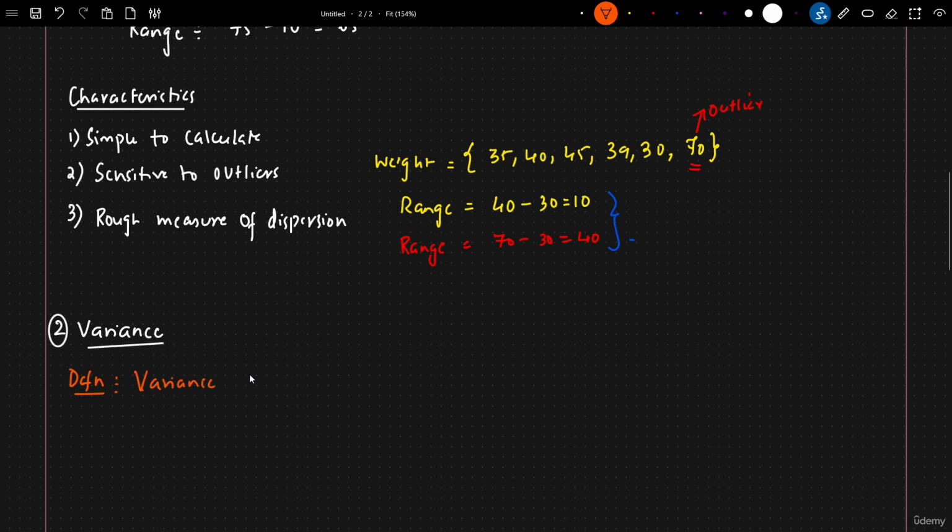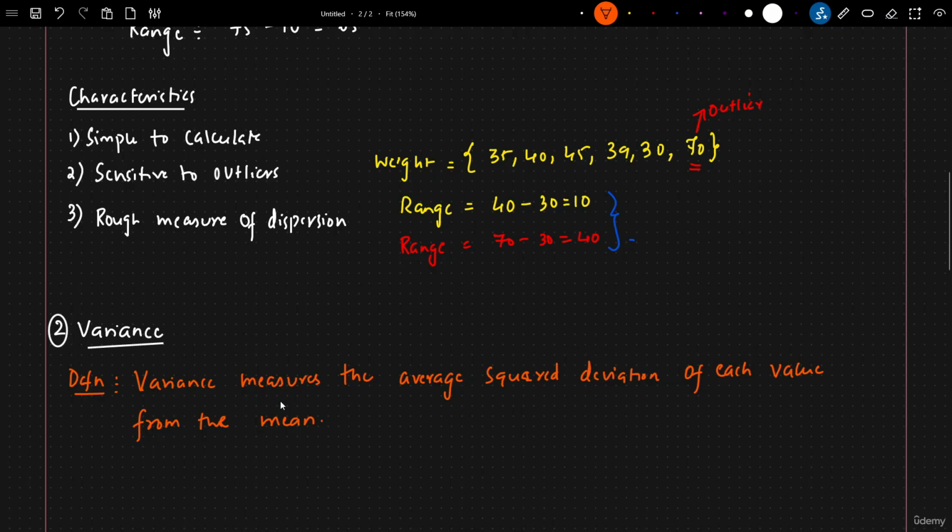Variance measures the average squared deviation of each value from the mean. Okay, so again, see the definition. It says that it measures the average squared deviation of each value from the mean. So in short, we are just trying to find out how far it is basically from the mean.